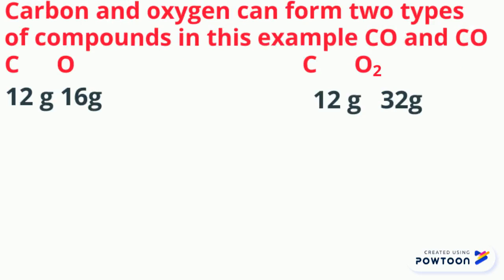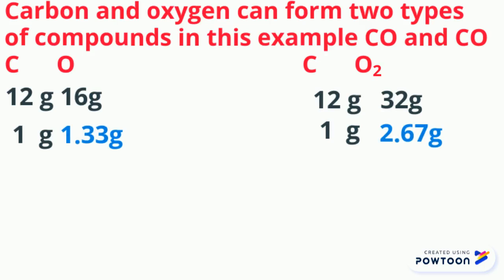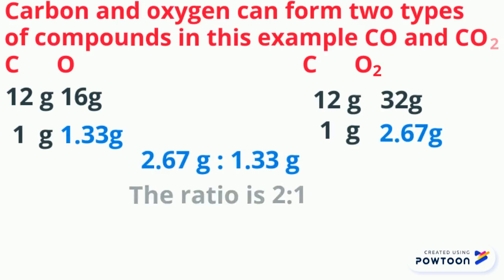Then we will see the mass of the oxygen element that will react with a fixed amount of carbon element, let's say 1 gram in both compounds. By calculation and cross multiplication, we'll find it is 1.33 grams of oxygen in compound 1 and 2.67 grams of oxygen in compound 2. The ratio of them is 2 to 1, which goes with the law.